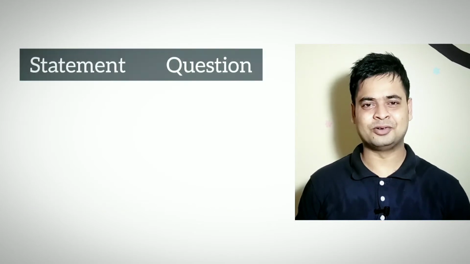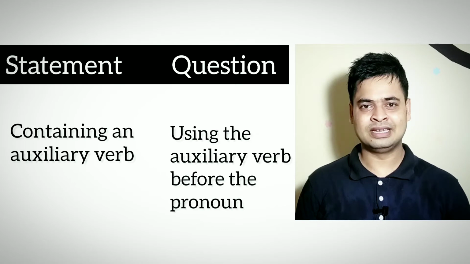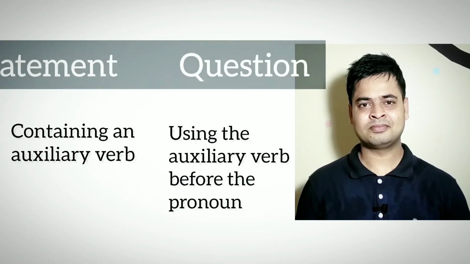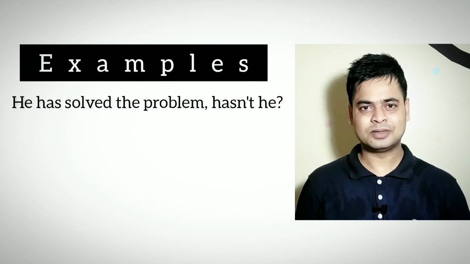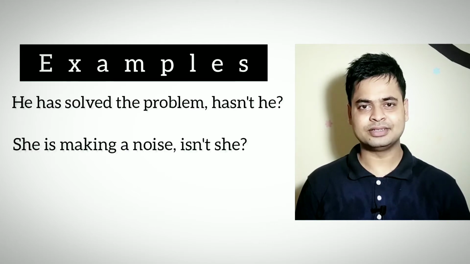If a statement contains an auxiliary verb, we have to write the auxiliary verb in the interrogative fragment. For example, he has solved the problem, hasn't he? She is making a noise, isn't she?